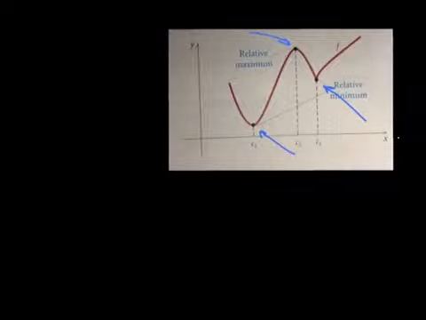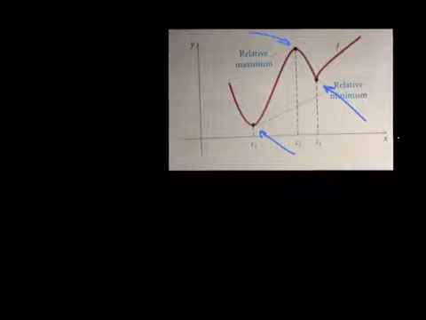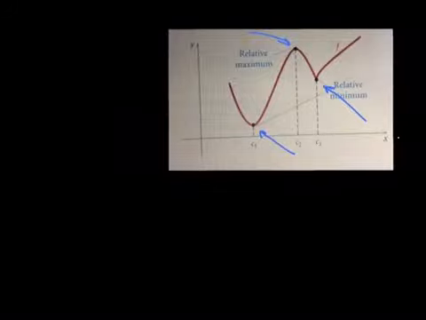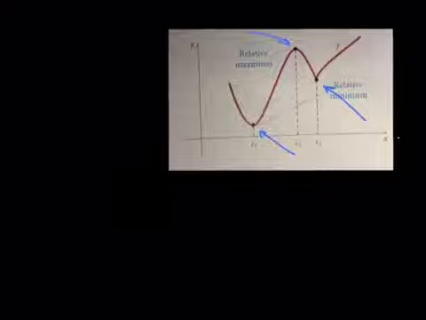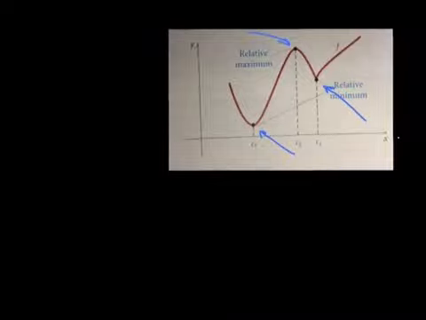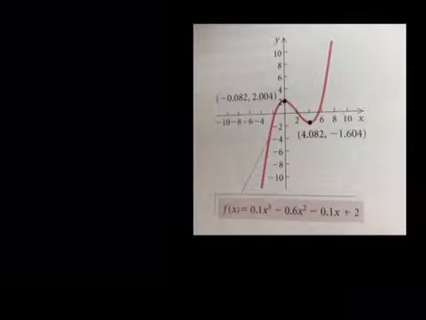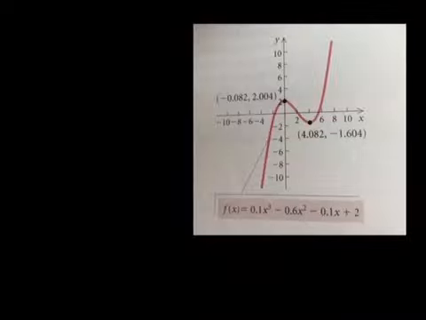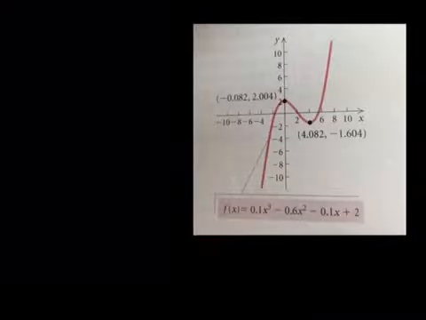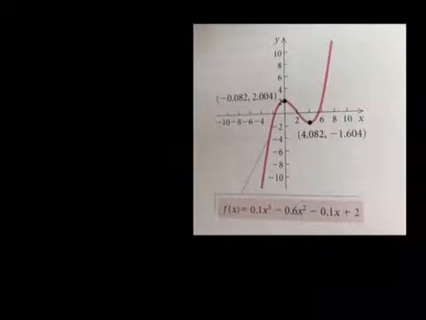So let's go to example 2. Using the graph shown below, determine any relative maximum or minima. Maxima and minima are plural for maximum and minimum, because there might be more than one, of the function f of x, and the intervals on which the function is increasing or decreasing. So what they're asking for is determining the relative maximum and minimum and the intervals on which the function is increasing or decreasing.